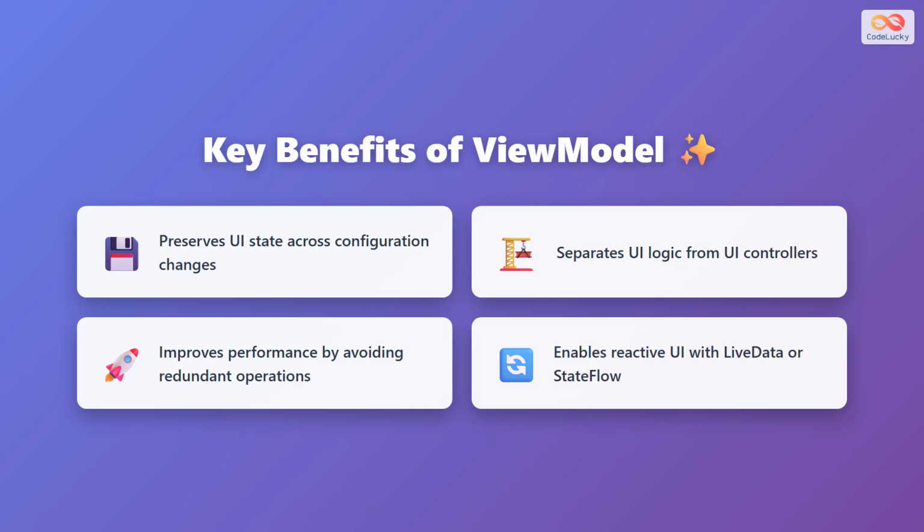Let's summarize the key benefits of using ViewModel. First, it preserves UI state across configuration changes, eliminating data loss during screen rotations. Second, it separates UI logic from UI controllers, making your code more maintainable and testable. Third, it improves performance by avoiding redundant operations like repeated network calls. Finally, it enables reactive UI updates when combined with LiveData or StateFlow, ensuring your interface always stays in sync with your data.